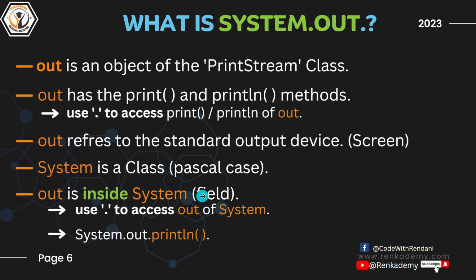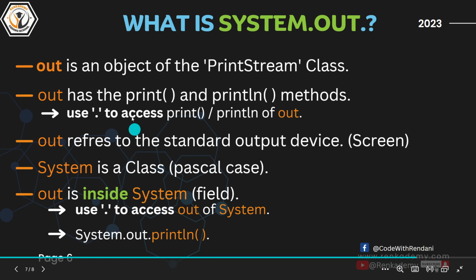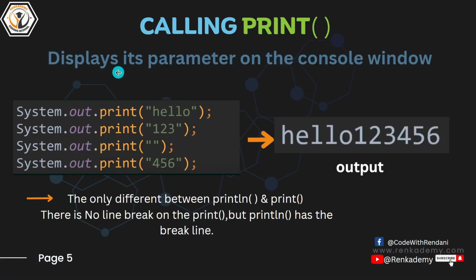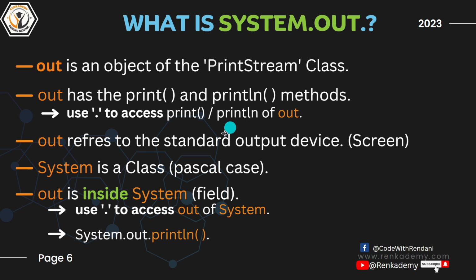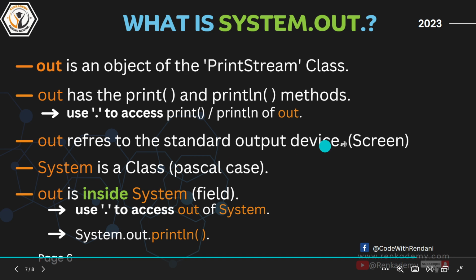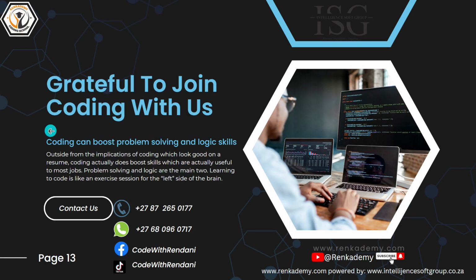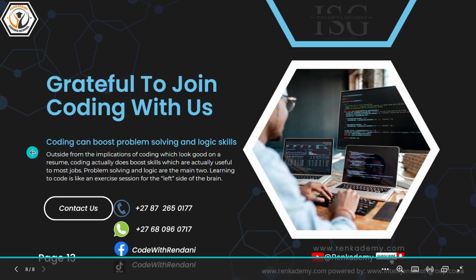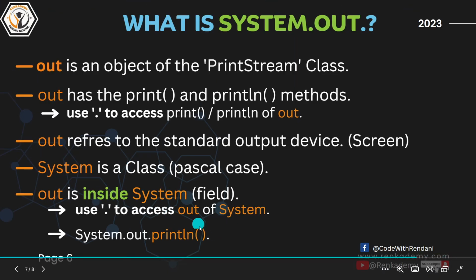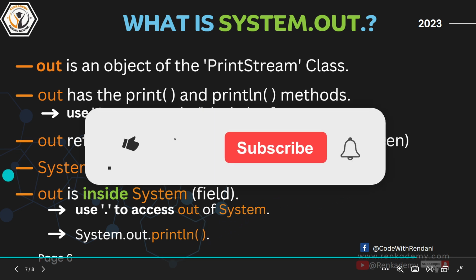So in order to access out of System, we will also use the dot operator. So now we will do something like this. We want to access our System class, so we use the dot operator. And inside our System class, we have the out object or the out field. And we want to access the methods from inside this field. So we will use the dot operator, and then, for example, we can access the println method or the print method. So now I hope that you understand why we write System.out.print or println. Alright? So this is it. Congratulations.